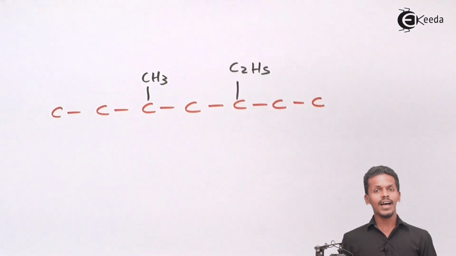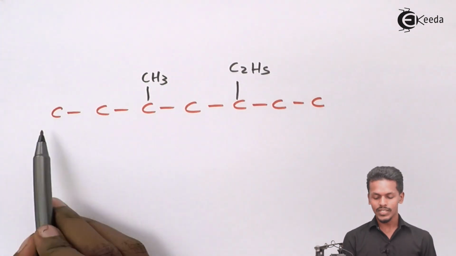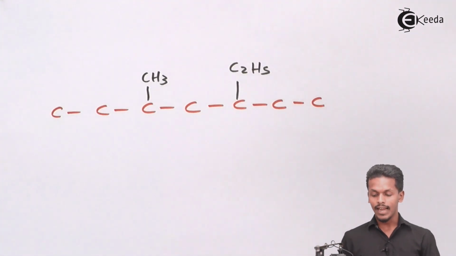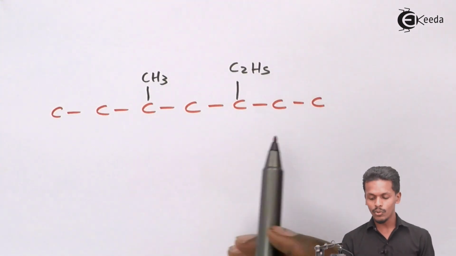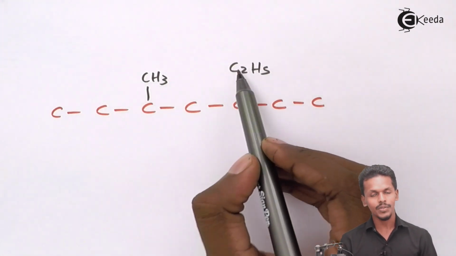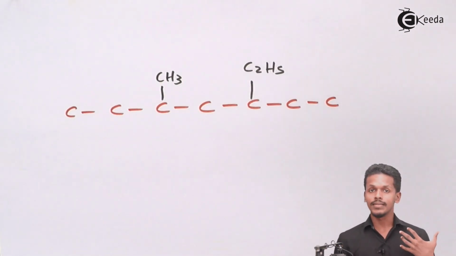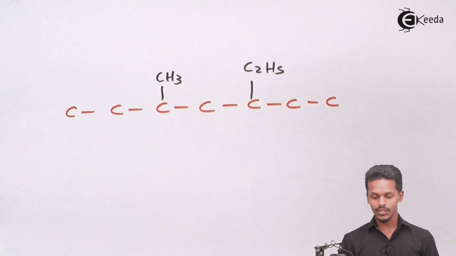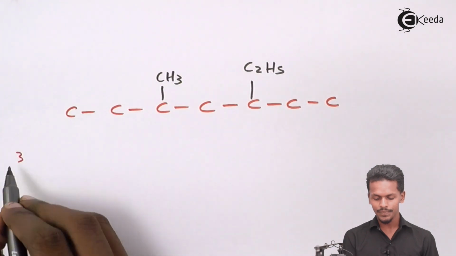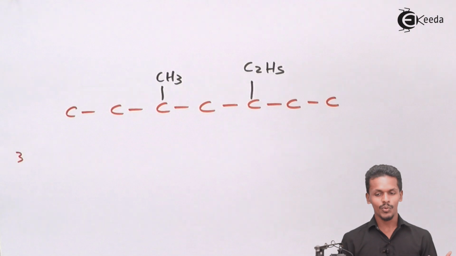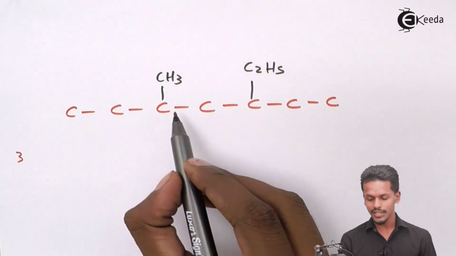So the substituents are equidistant. How? Because as we move from left to right, I can see that the substituent is attached to the third number, while if I number it from right to left, again in the third number I find a substituent. If I look at where the locant is, I can see that at the third position, whether I choose from left to right or right to left, it would be the same.